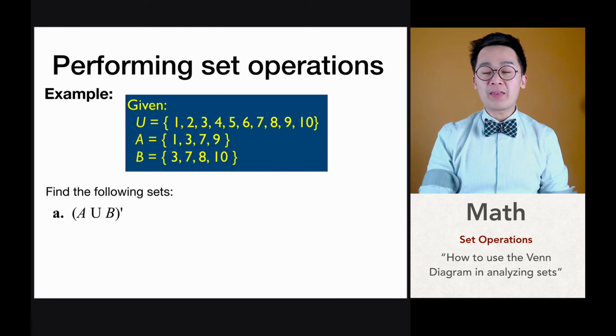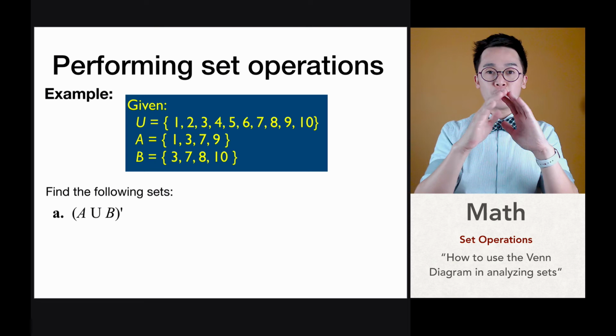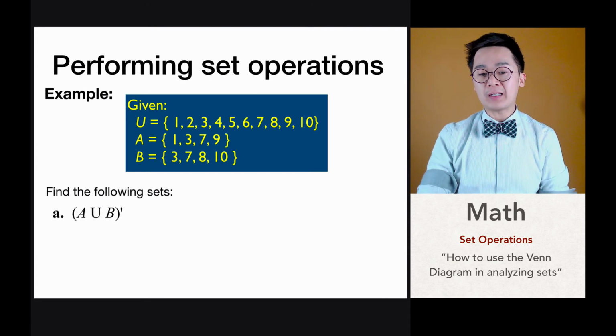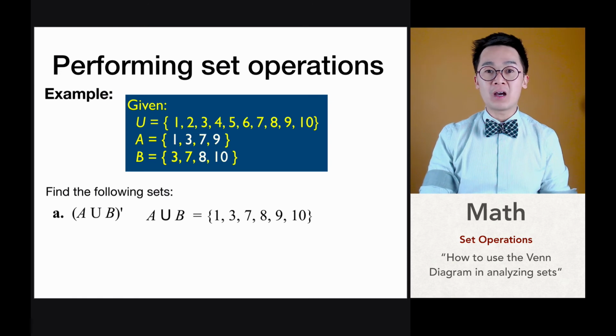We're going to find the complement of A union B. And just like the order of operations, we will treat it as such. So we're going to go from the inside going outside. So we're just going to be focusing on all the elements of A union B. And if we're going to find the elements of A union B, it will be all the elements that are distinct from A and B, and they are 1, 3, 7, 9, and 8 and 10. So that will be the union of A and B.